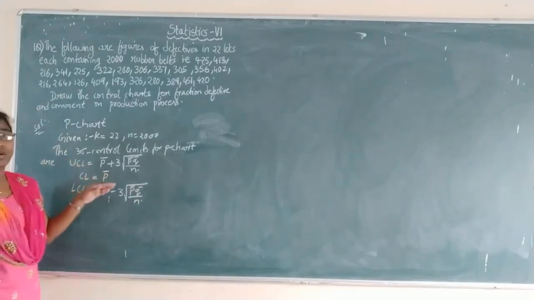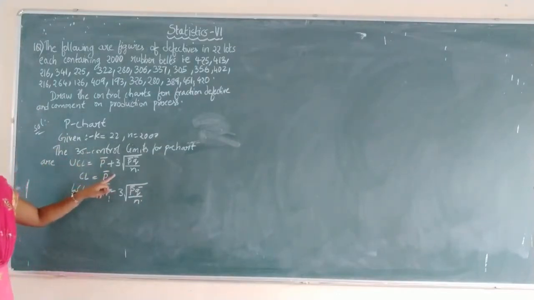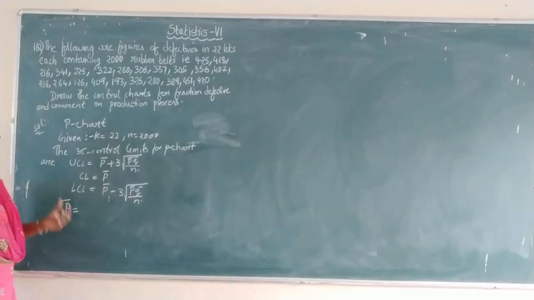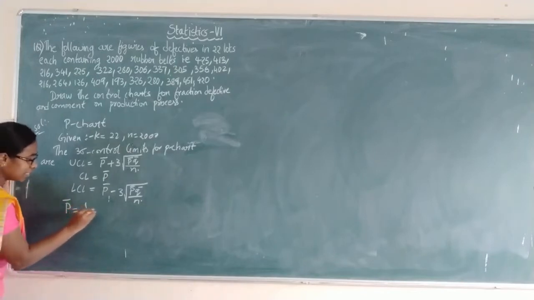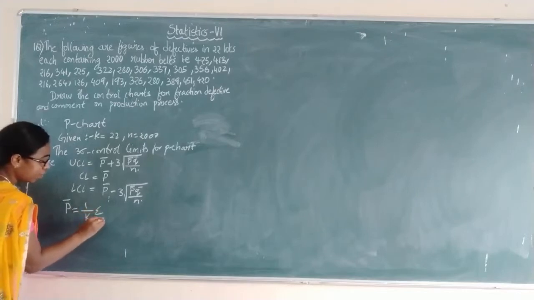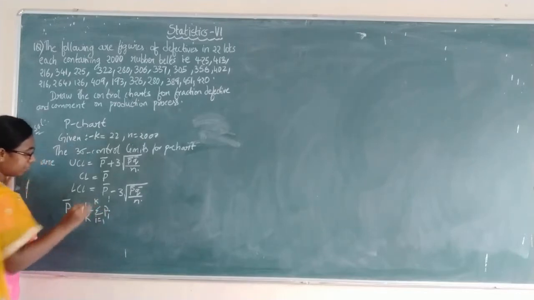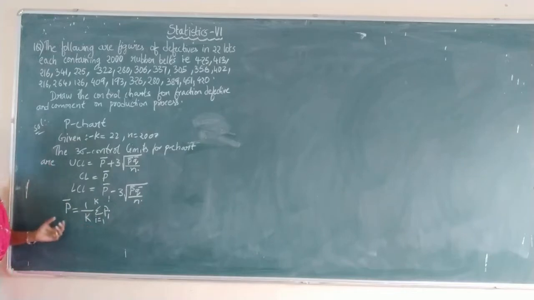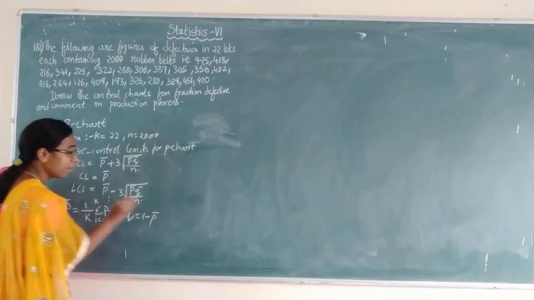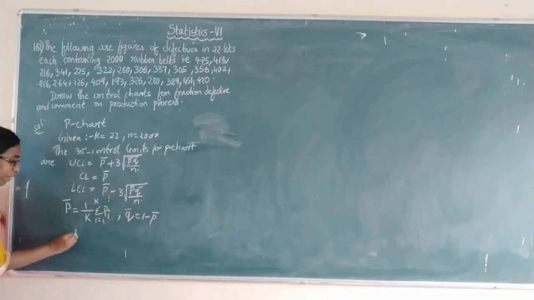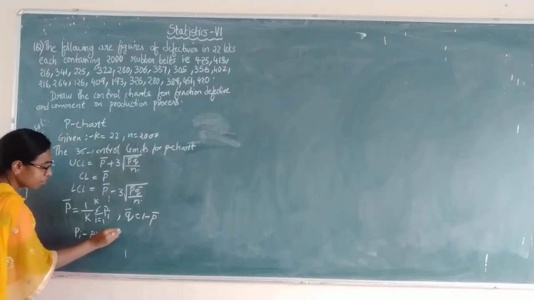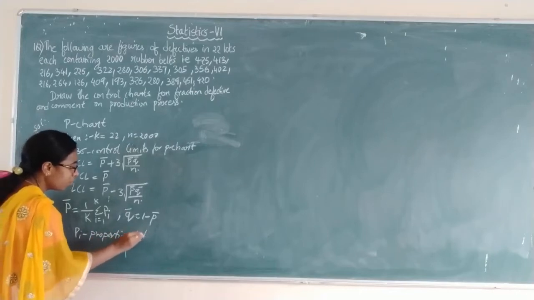To construct the control limits, the first thing we need is the P bar value. So what is P bar? P bar is the average of the proportions. Average means it is a mean. With total K samples, P bar equals 1 by K summation i equals 1 to K Pi. By using the mean formula we will get the P bar value, and Q bar equals 1 minus P bar. So what is Pi? Pi is the proportion of defectives.